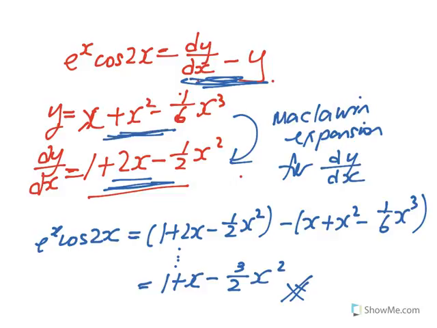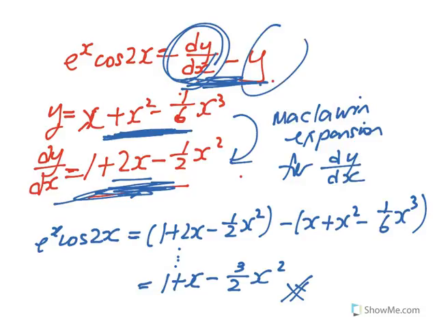This portion is quite challenging, so it'll be good to take note of how you use the Maclaurin expansion for y to deduce the Maclaurin expansion for another function. Considering that this is dy/dx minus y, we find the Maclaurin expansion for y, then find the Maclaurin expansion for dy/dx, and also the Maclaurin expansion for y.